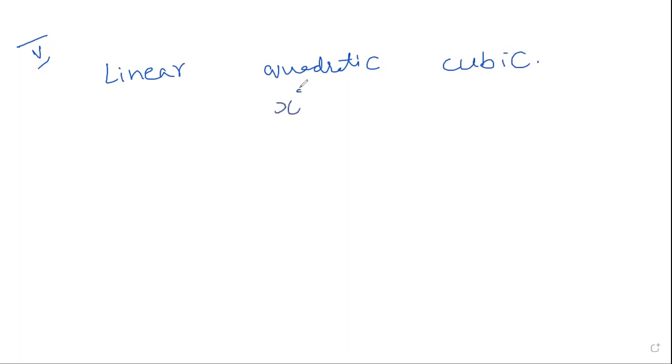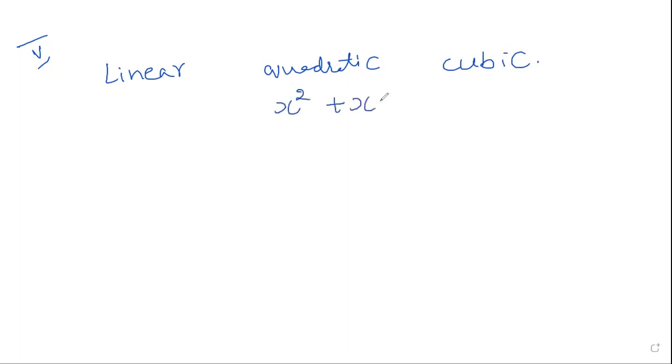Next, fifth one. So you have to classify linear, quadratic, cubic polynomials. Okay. First one is x square plus x. X square means degree is 2. So which polynomial is it? Quadratic. I am writing here, children.